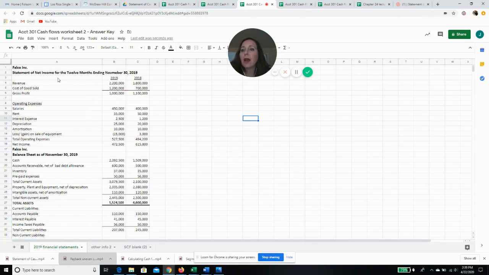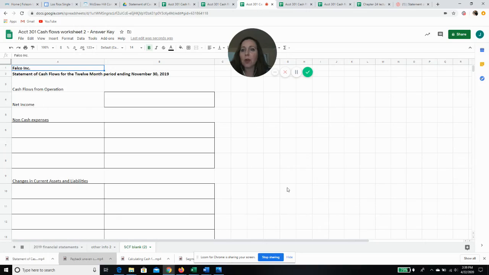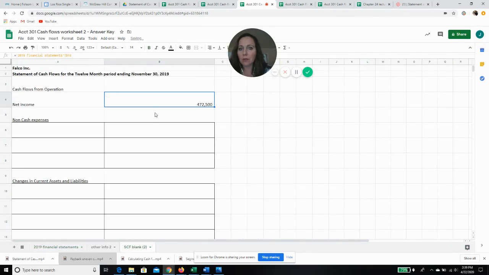All right, so I've got my statement of net income and my balance sheet for November 30th, 2019. So we're doing the following year. I've also got my other information, and I've got my blank statement of cash flows. So I'm going to go ahead and get started. I'm going to start with my net income, which I'm taking from my 2019 net income, $472,500. Okay, and then now I have to add back my non-cash expenses.